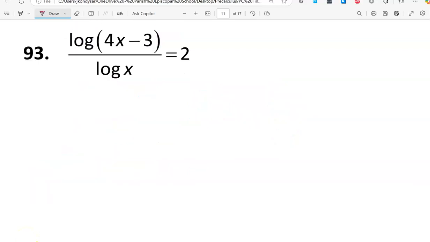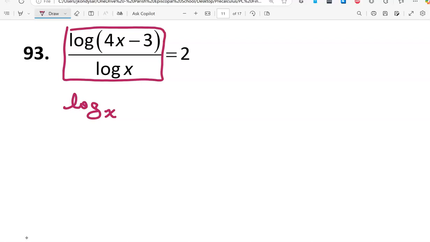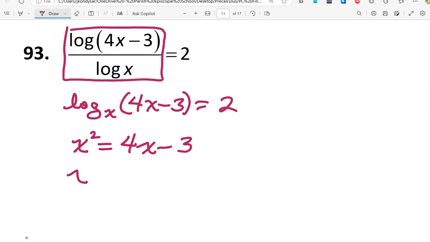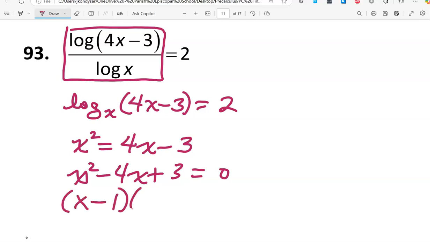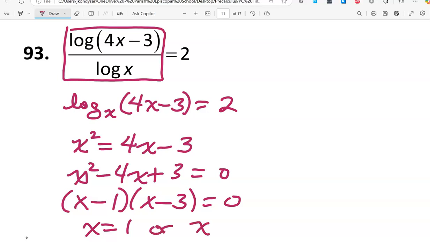In 93, there are two approaches. One is to multiply both sides by log of x and then use a property. I'm going to use another approach here, and that is to recognize that two logs divided could be re-expressed using the change of base formula. So this is log base x of 4x minus 3 is equal to 2. Rewriting that in exponential form, the base x raised to the exponent 2 is equal to 4x minus 3. And so subtracting 4x and adding 3 to both sides and then factoring, we're going to get two solutions, x equals 1 or x equals 3.